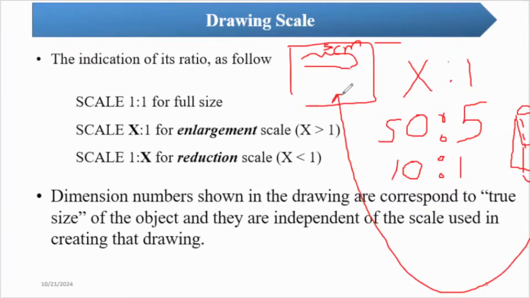So scale is common for all the lengths of the object. Every length in the object is drawn according to that scale. Right? Therefore every length in the object has been enlarged in this example. Okay, so this is the example for enlargement.